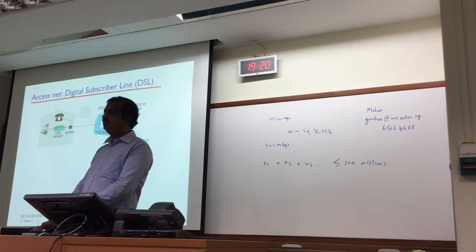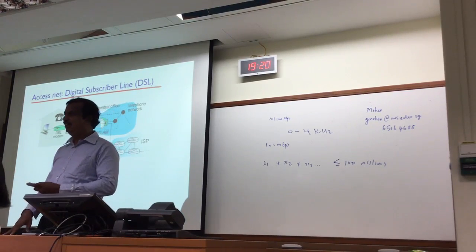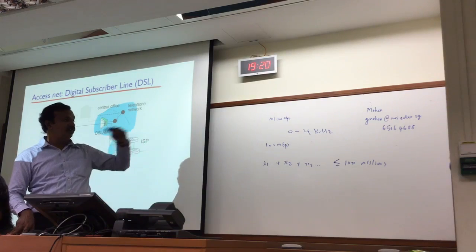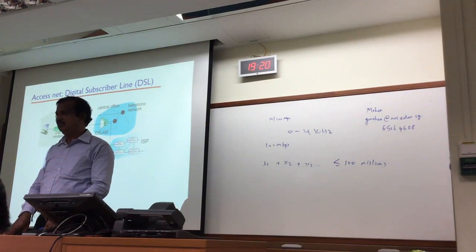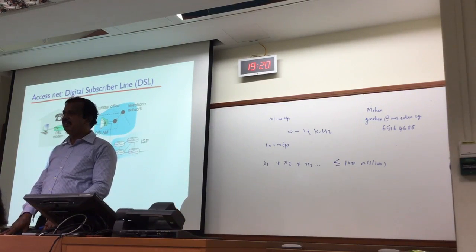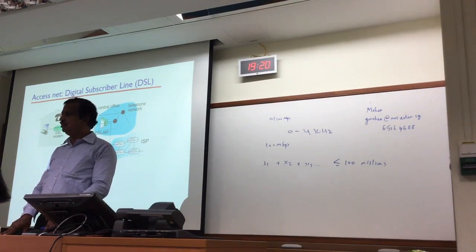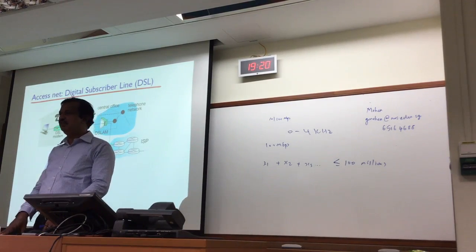So earlier, as I said, we used to have dial-up modem. We use the same telephone cable, but we have to use the same frequency, 0 to 4 kilohertz. So that means the data rate was limited to 56 kbps modem. As I said, we used to have but 1 kbps only. Just to read one newspaper page takes a lot of time.